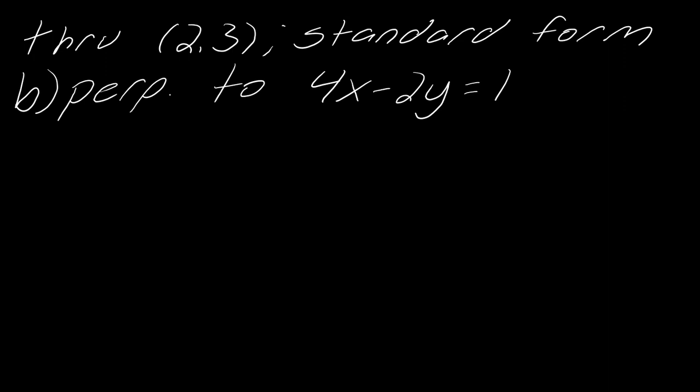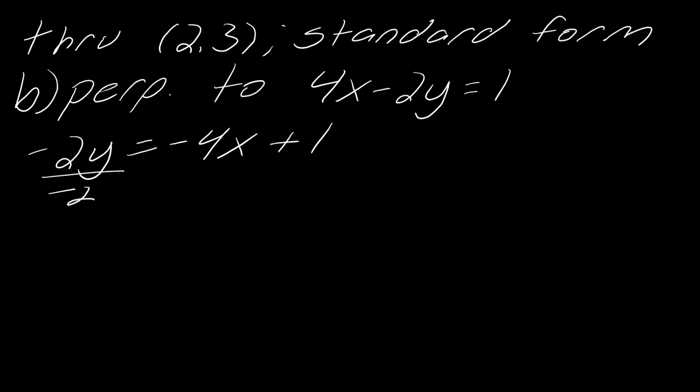Okay, for the next example, I want a line that's perpendicular to 4x minus 2y equals 1. Once again, I've got to solve for y, so I'll bring the x over to the other side. I'll divide all sides by -2.